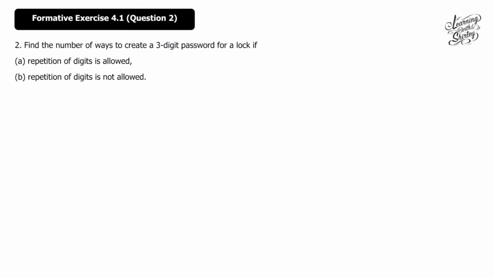Let's look at question number 2. Find the number of ways to create a 3-digit password for a lock if A, repetition of digits is allowed, and B, repetition of digits is not allowed. Okay, let's solve for A first.